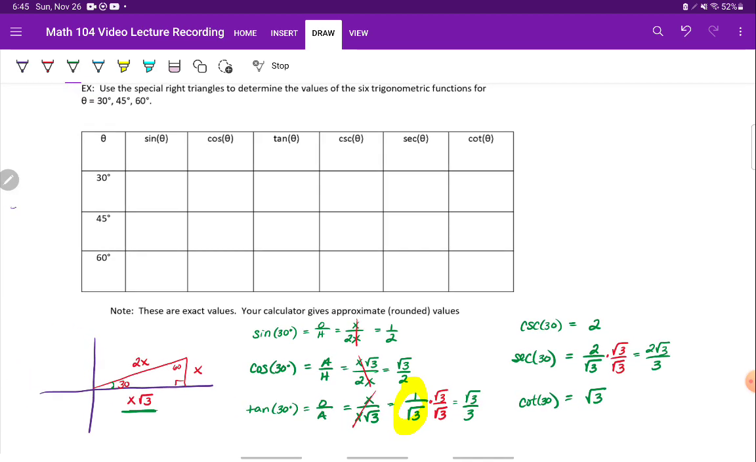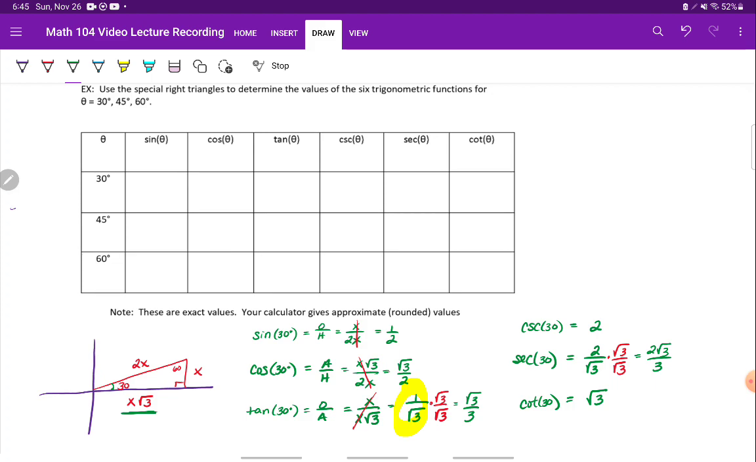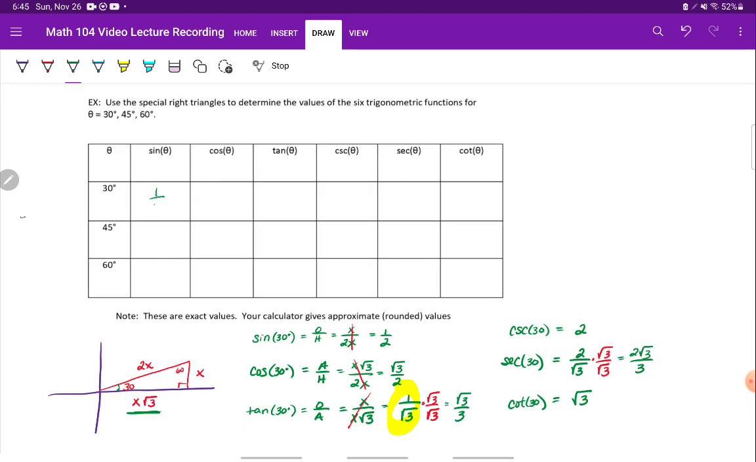So I'm going to fill in this table with our 6 trigonometric values when theta is equal to 30 degrees. So sine is 1/2. Cosine is square root of 3 over 2. Tangent is square root of 3 over 3. Cosecant is 2. Secant is 2 square root of 3 over 3. And cotangent is square root of 3.